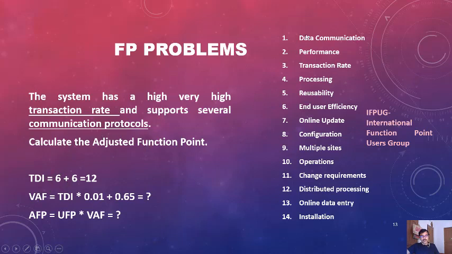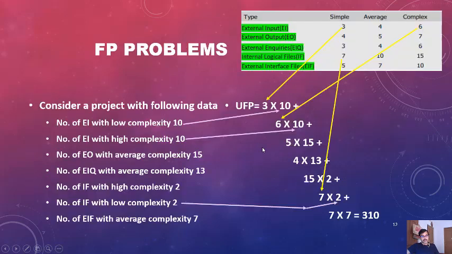Now we have calculated the TDI. It is 12. Then we put this TDI into the value adjusted function point. You put the value and calculate it, UFP into VAF is equal to what? Then we will get the FP metric of the given software project, on the basis of this. Okay, so this was the function point problem.